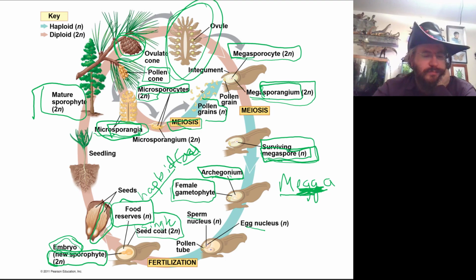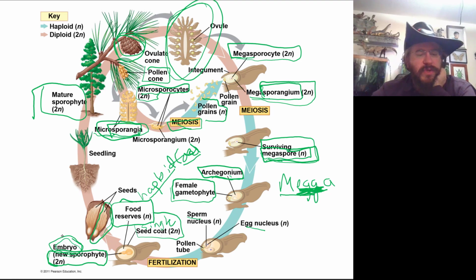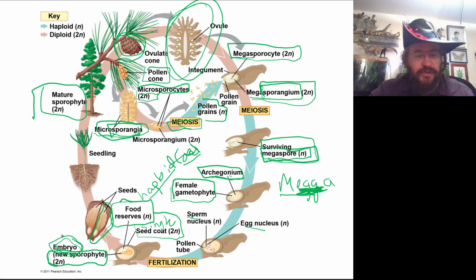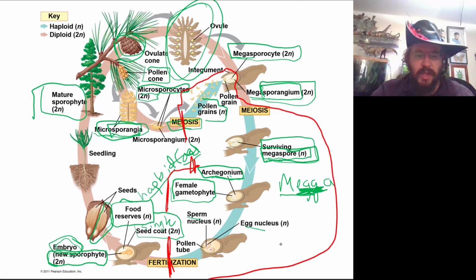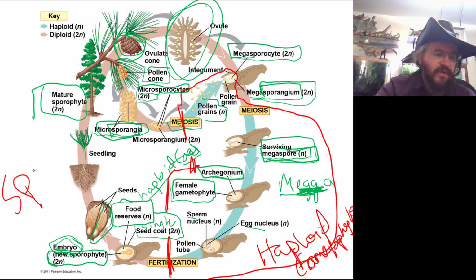So, complicated with new vocab, but fundamentally the same alternation of generations. You just got to add the new vocab in and kind of visualize that stuff. So, haploid gametophyte stuff here, sporophyte stuff all over here.